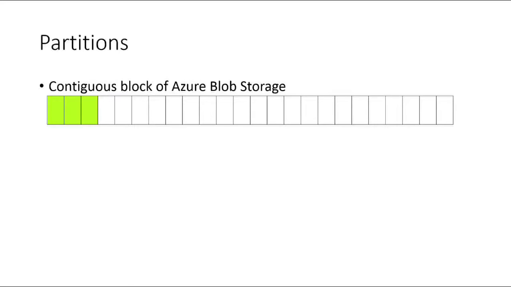Partitions are actually just a big contiguous block of blob storage. It's Azure Blob Storage. It's just an ongoing stream of data. And then as you write events to the Event Hub, it just starts filling up, and then the consumers come in behind and start processing.